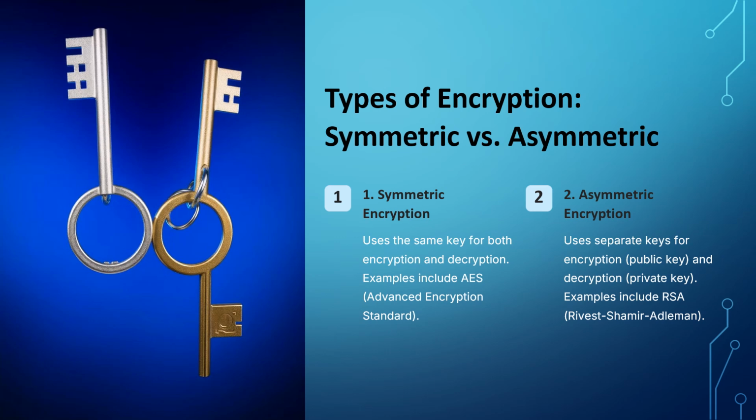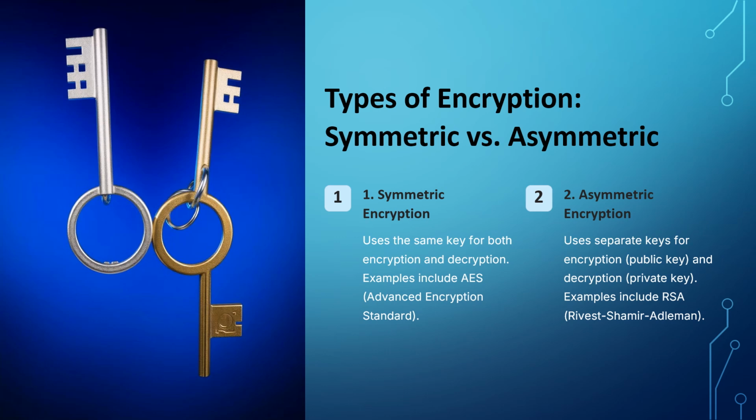On the other side, asymmetric encryption uses two separate keys. One key is the public key and the second key is the private key. The public key is used for encryption by the sender, and the private key is used by the receiver to decrypt the encrypted data. Its example is RSA, Rivest-Shamir-Adleman.